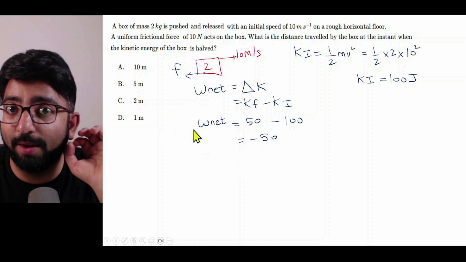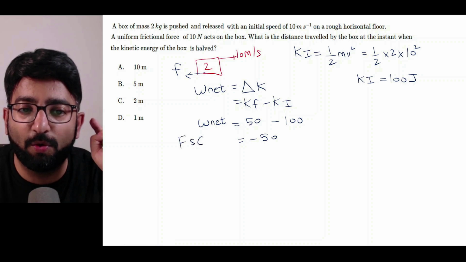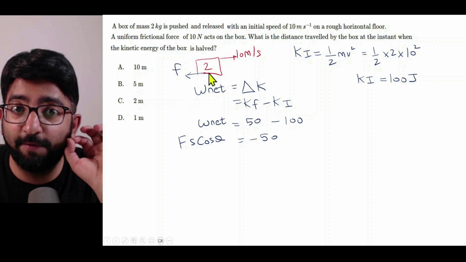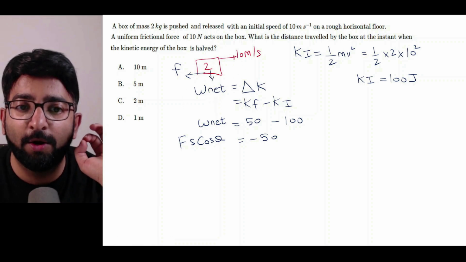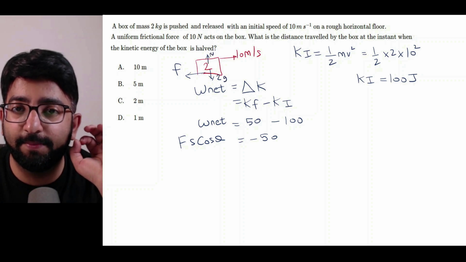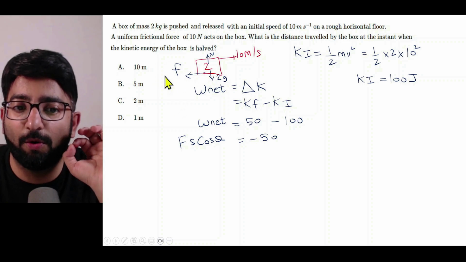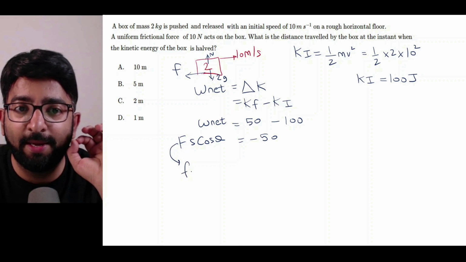Now to find the work done, we already know the formula: F s cos theta. So what is the net force acting on this object? The weight of the object, 2g, will be balanced by the normal reaction. And that is why friction will be the only resultant force acting on this object. So instead of net force, we will write friction.